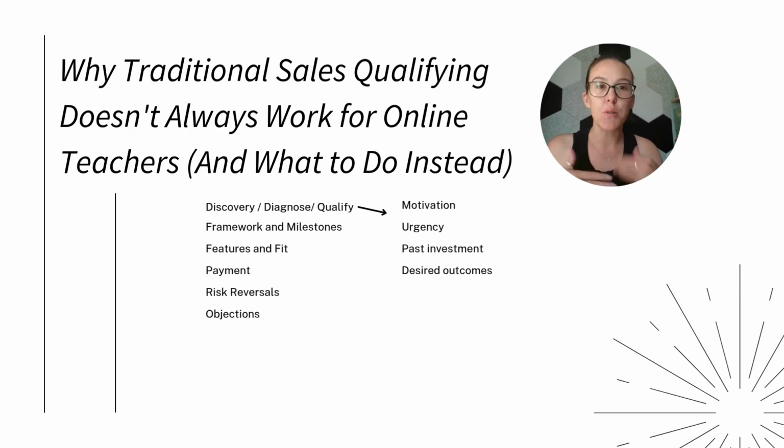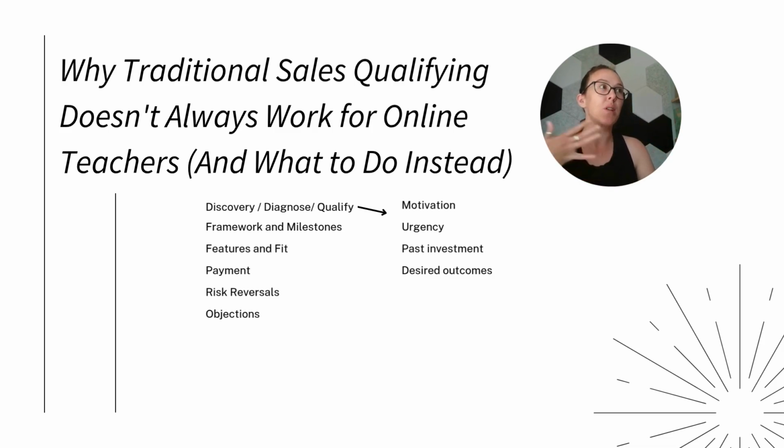So if you're doing a problem-based offer, you're going to identify the problem. That's the motivation. You're going to ask, how long has this been a problem for? That's the urgency. What have you tried to solve this problem so far? That's the past investment. And then what would it look like if the problem didn't exist? That's the desired outcome. So unless you have a problem, none of those questions are going to work.